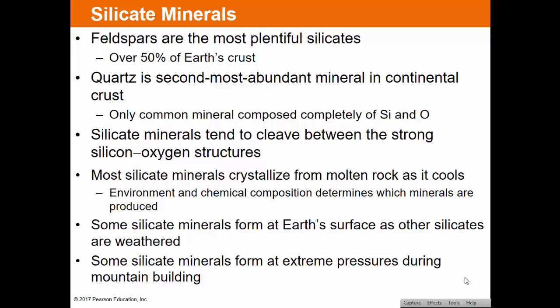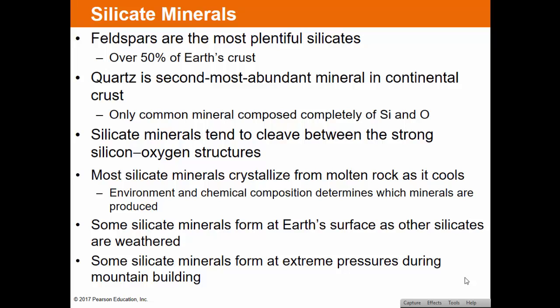Most silicate minerals crystallize from molten rock as it cools. So as the magma cools, it crystallizes into silicate minerals. And it really depends on the environment and the chemical composition that determines which minerals are actually produced. Some silicate minerals form at the Earth's surface as other silicates are weathered. So you may get a silicate mineral that occurs because some rock is weathered, and that weathered material is transported somewhere else and then reforms as a sedimentary rock that's a silicate. And then other silicate minerals form at extreme pressure during mountain building.